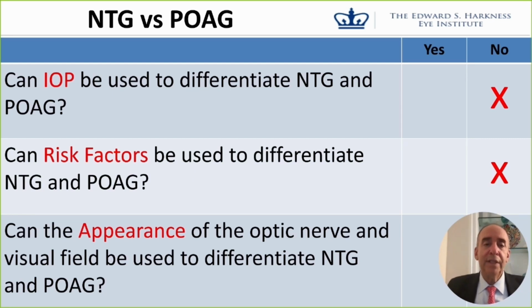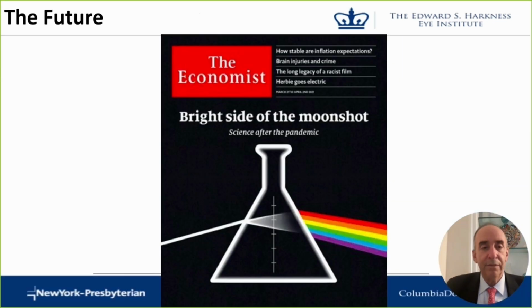The reality is that the appearance of the optic disc, because of its wide variability, both physiologically and in the disease, the appearance of the optic nerve in the visual field by themselves cannot be used to differentiate NTG and POAG. So how are we going to approach this in the future?